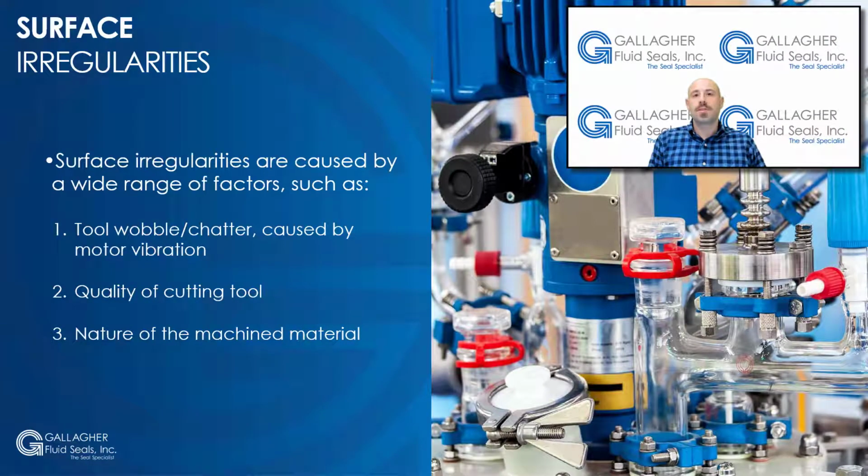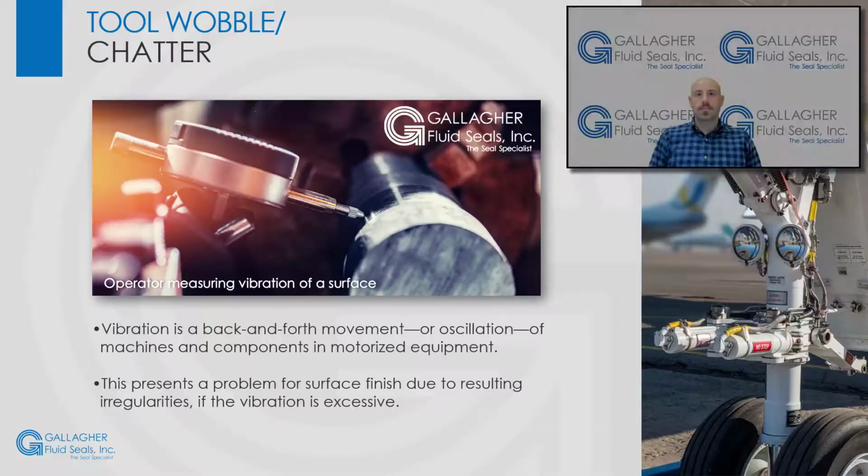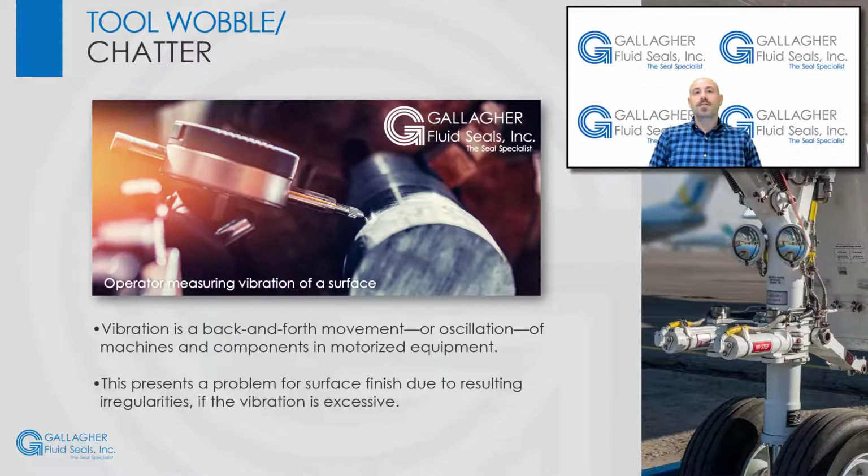Next, we will discuss just a few of the many factors that cause surface irregularities. These include tool wobble or chatter caused by motor vibration, the quality of the cutting tool, and lastly, the nature of the machined material. The first factor that we will discuss is tool wobble or chatter.